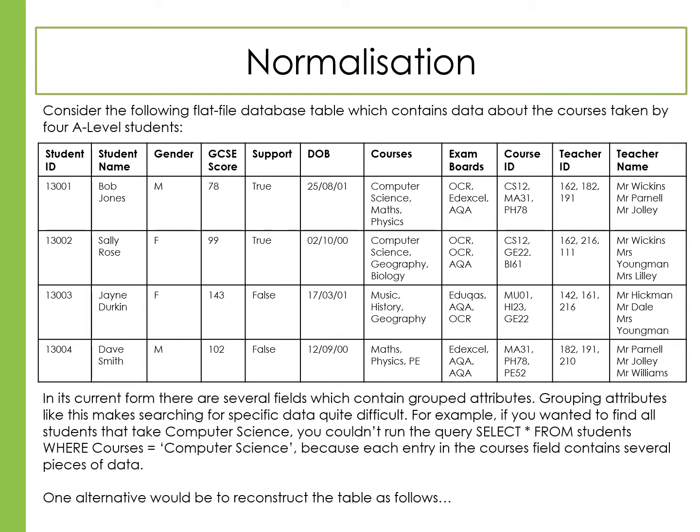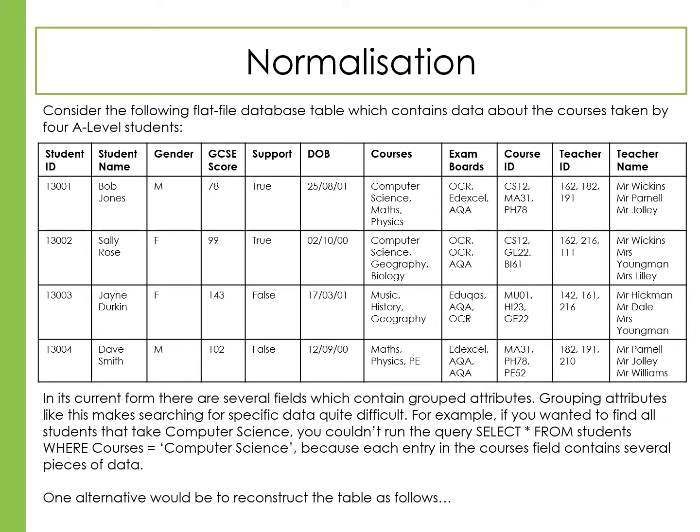Here's a table. It's a flat file database which contains data about the courses taken by 4 different A-level students. You can see Bob Jones is taking computer science, maths and physics. Each of those has a different exam board. Each of them has a different teacher. In this form, there are several fields which contain grouped attributes: computer science, maths and physics, for example. Grouping attributes like this makes searching really challenging, and we would never want a database looking in this format.